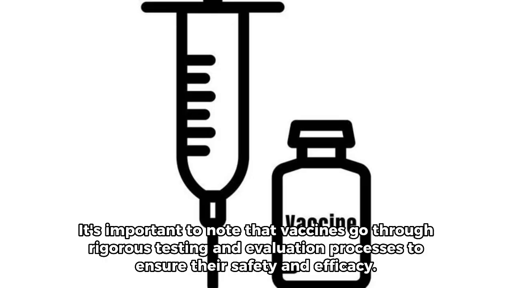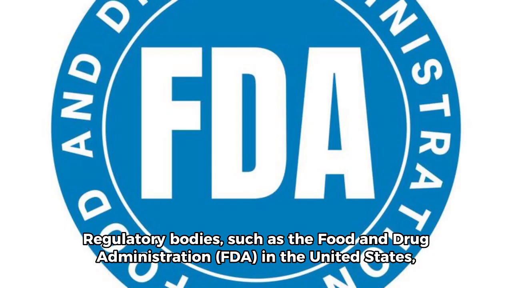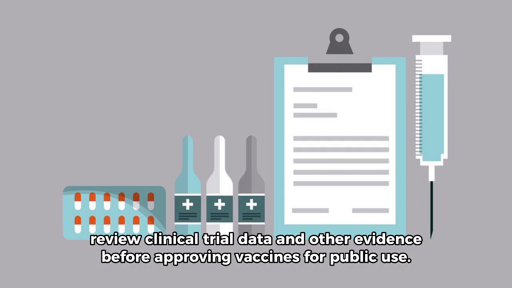It's important to note that vaccines go through rigorous testing and evaluation processes to ensure their safety and efficacy. Regulatory bodies, such as the Food and Drug Administration (FDA) in the United States, review clinical trial data and other evidence before approving vaccines for public use.